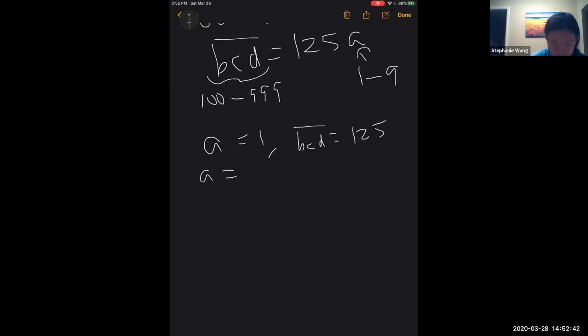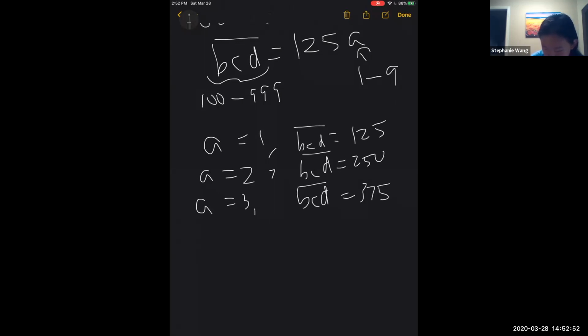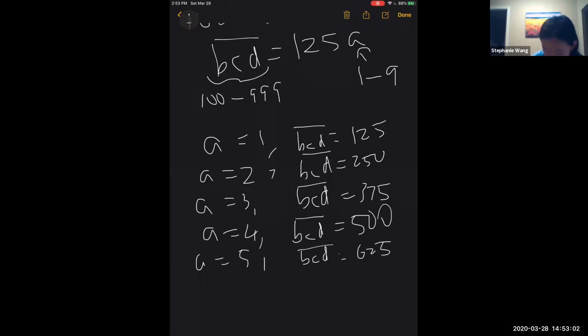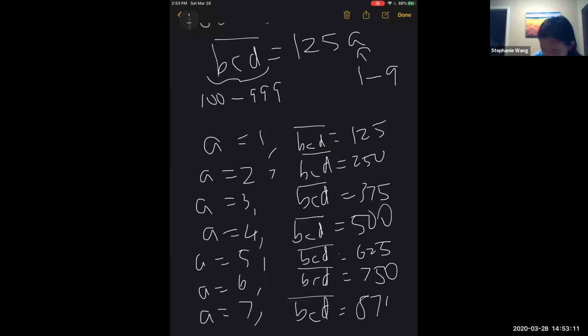If A is 2, then we get BCD is 250. A is 3, we get BCD is 375. A is 4, BCD is 500. Then A is 5, BCD is 625. A is 6, BCD is 750. And lastly, if A is 7, then BCD would be 875.